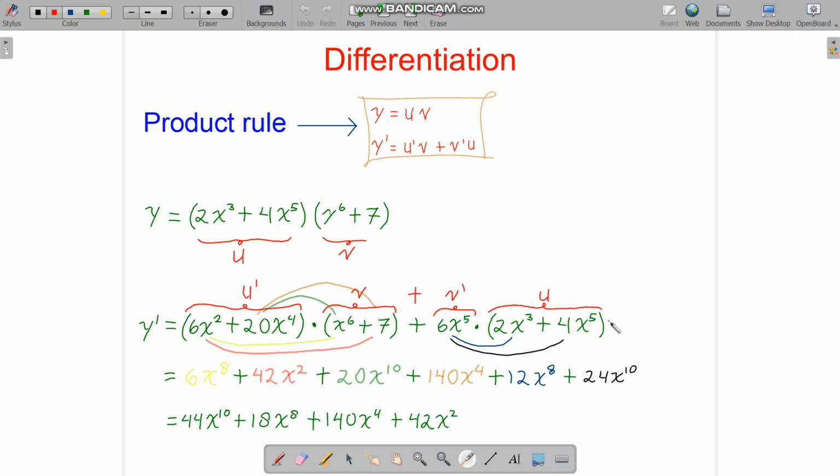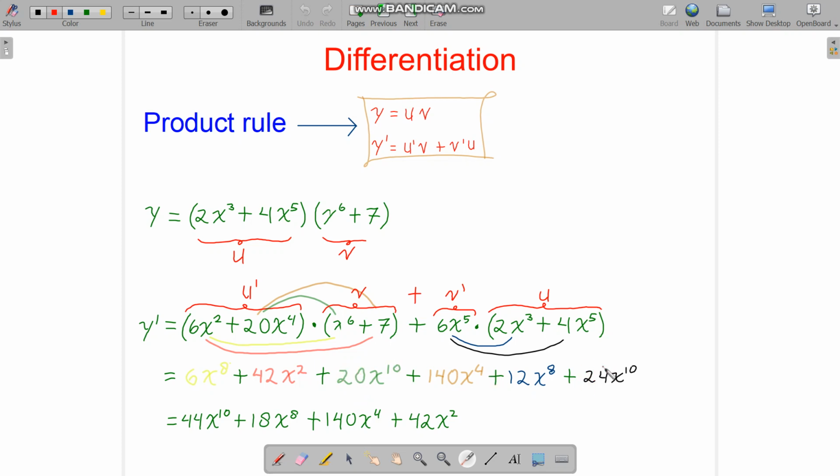And then if you expand everything, 6x to the power of 2 times x to the power of 6, you get 6x to the power of 8. 6x to the power of 2 times 7, 42x to the power of 2. 20x to the power of 4 times x to the power of 6, 20x to the power of 10. 20x to the power of 4 times 7, 140x to the power of 4. 6x to the power of 5 times 2x to the power of 3, we get 12x to the power of 8. 6x to the power of 5 times 4x to the power of 5, we get 24x to the power of 10.